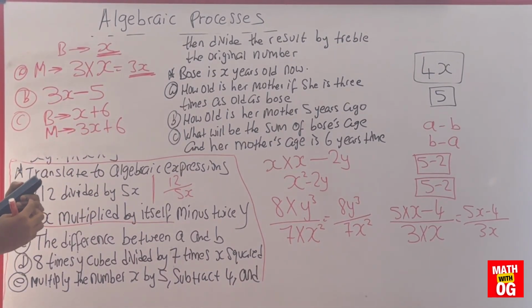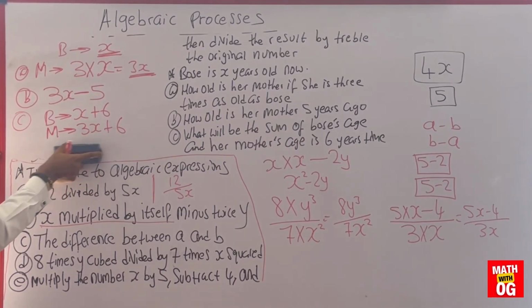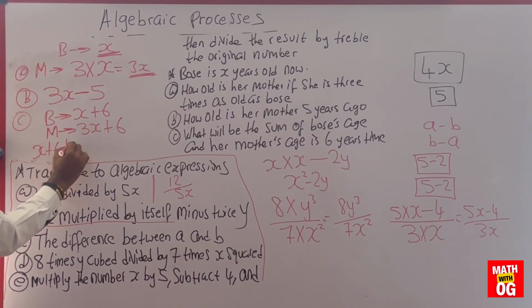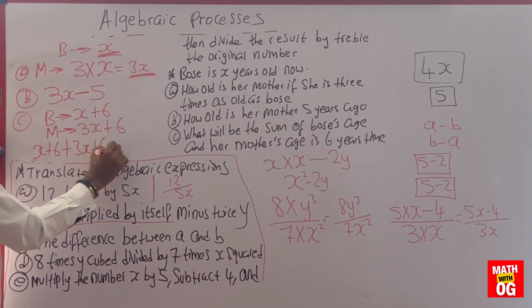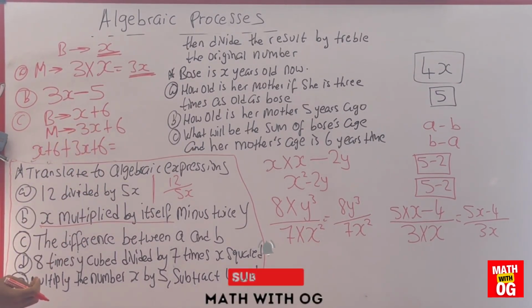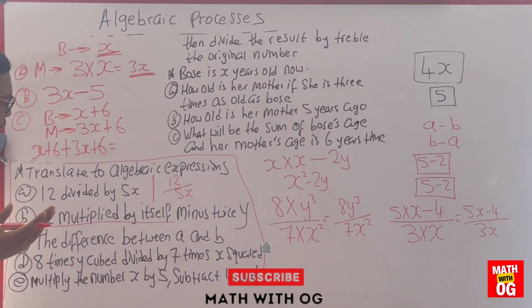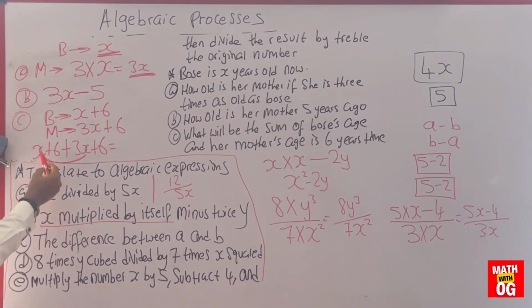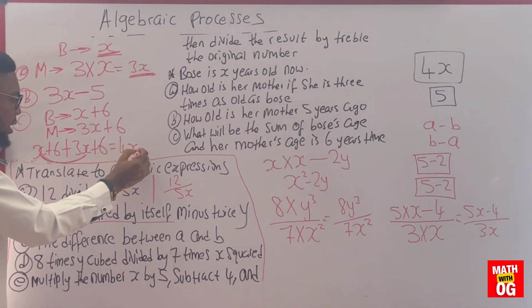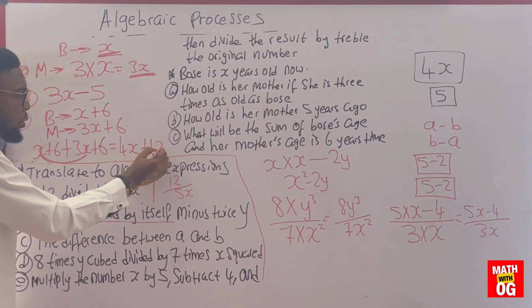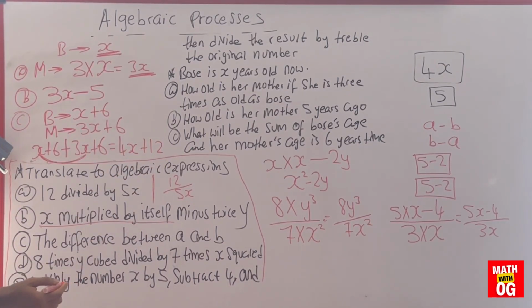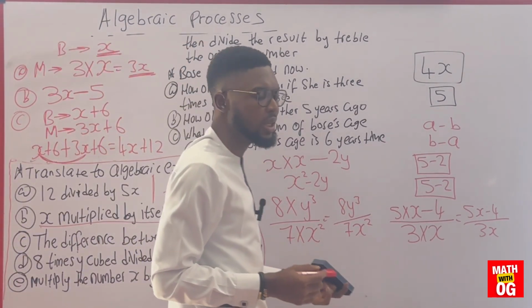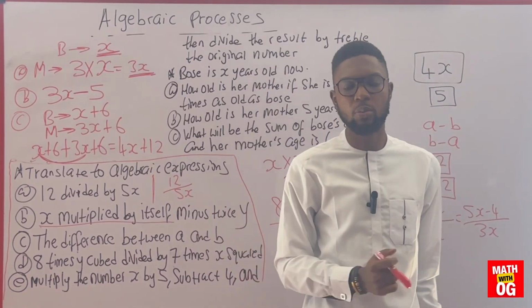So what is the sum of their ages in 6 years time? Bring Bosse's age x plus 6, bring the mother's age 3x plus 6. We've not done simplification of algebraic expressions, but just note that when you are adding, you add like terms. We'll talk more about this in our next video. So x plus 3x will give us 4x, 6 plus 6 will give us 12. So in 6 years time Bosse's age and her mother's age will sum to 4x plus 12. So that's how you tackle such questions under algebraic processes.